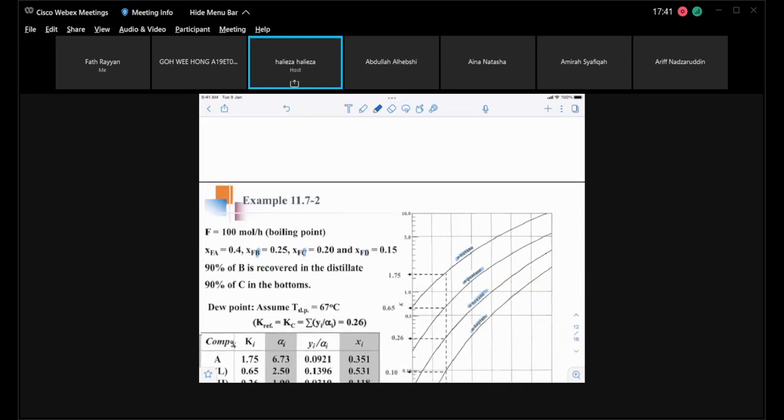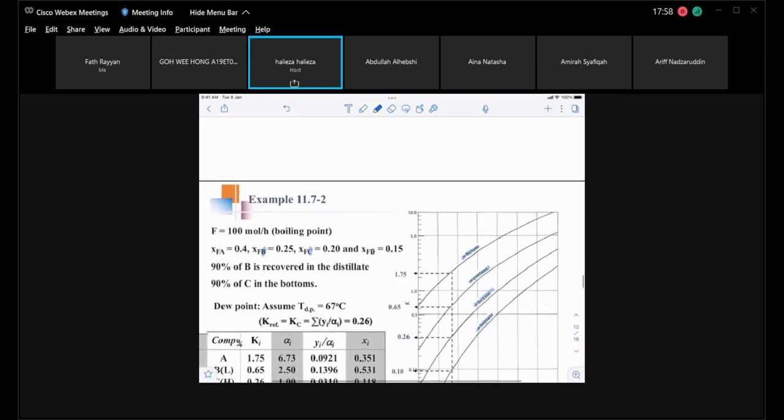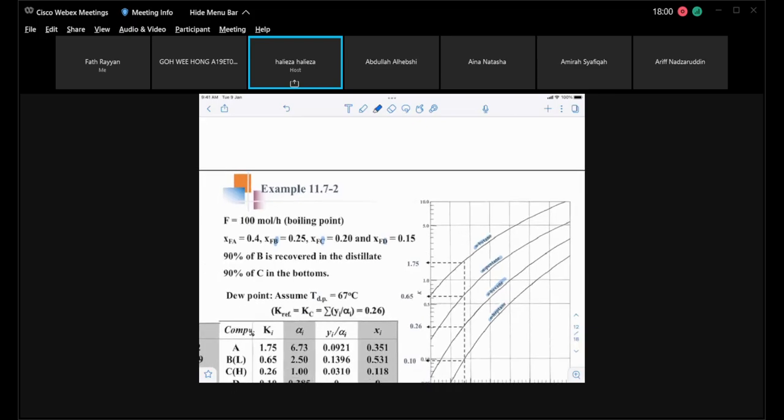They are arranged with the least volatile at the very bottom, in decreasing order of volatility. The highest boiling point will be component D. In this example, your feed is a mixture of 4 components.